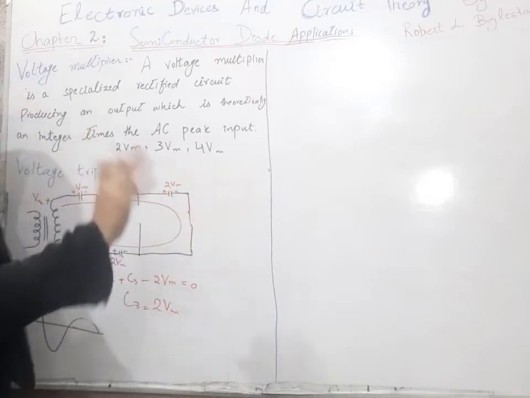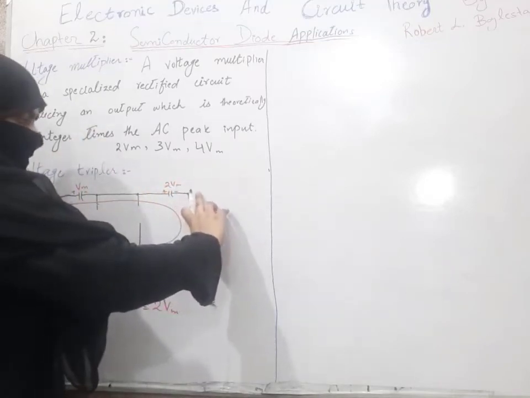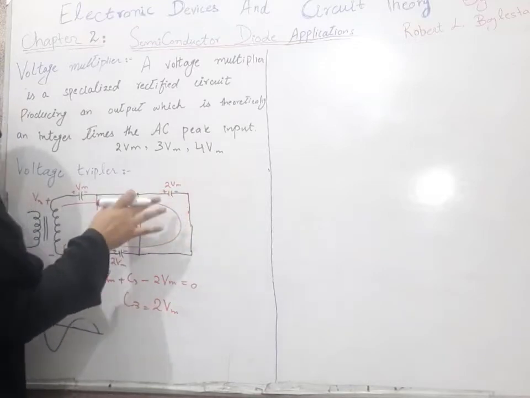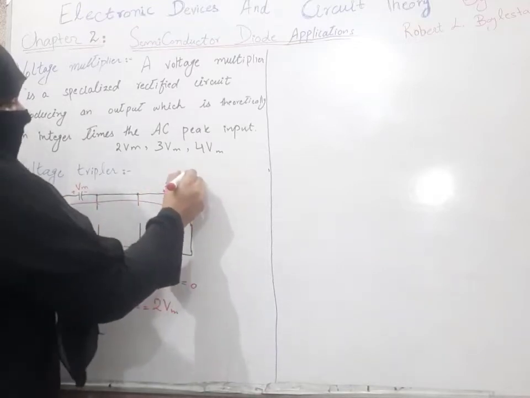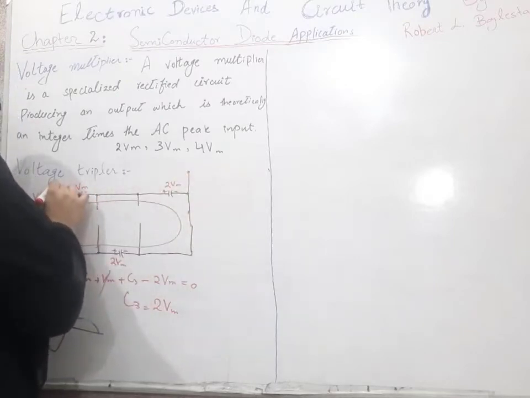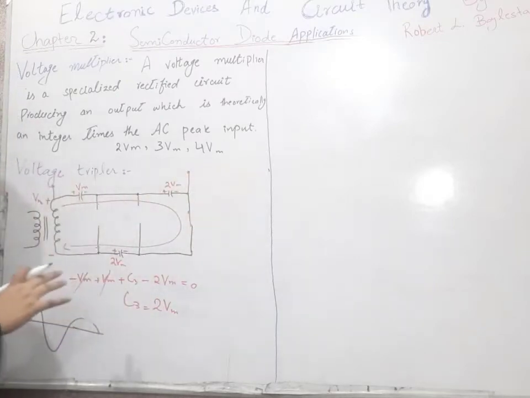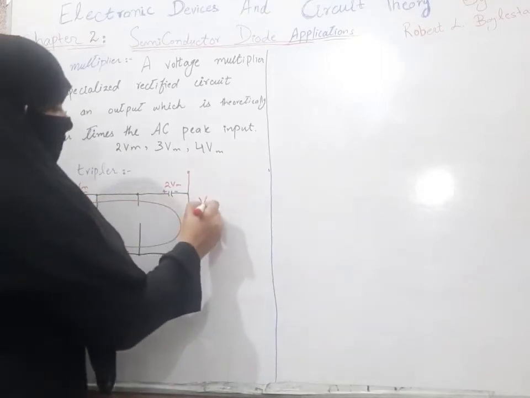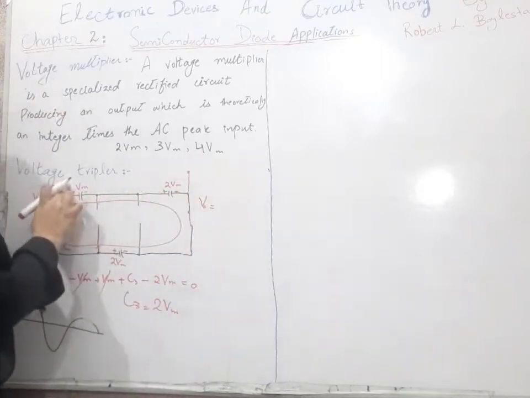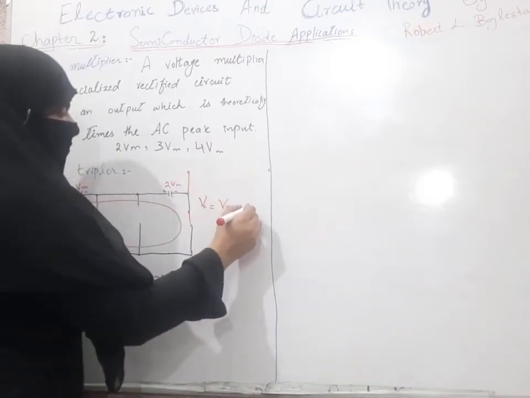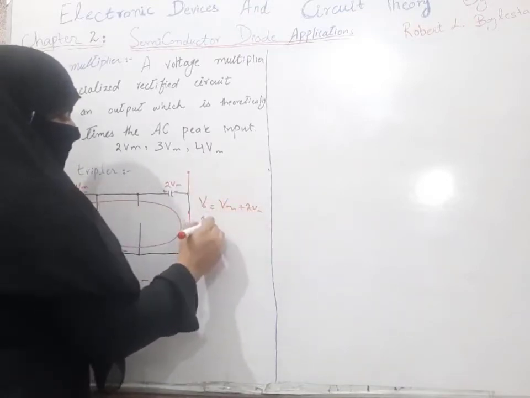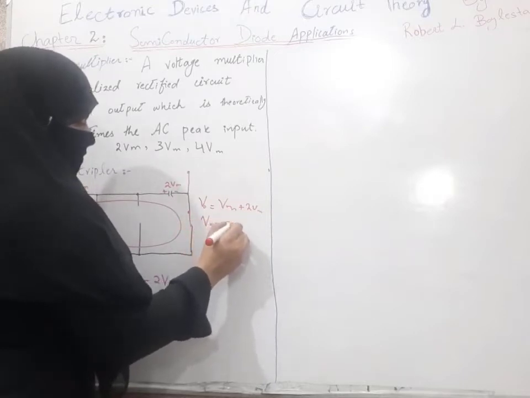Now we don't want to take our output across this. We want to take our output across these two capacitors. So our final output V0 will be equal to Vm plus 2 Vm. V0 will be equal to 3 Vm.